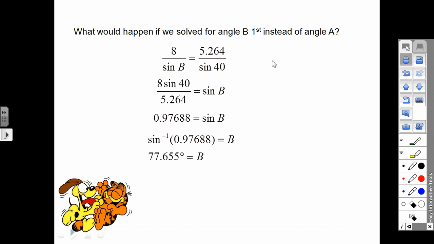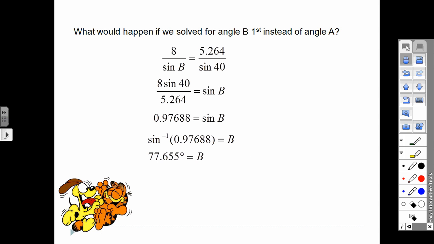So the reason is your calculator is programmed in a certain way, that when you take the sine inverse, it's always going to give you an acute angle. It will never give you an obtuse angle. So when that happens, how would you know if angle B is supposed to be acute or obtuse? You wouldn't, because your inverse sine is always going to give you an acute angle. And what we saw is it really should be obtuse.